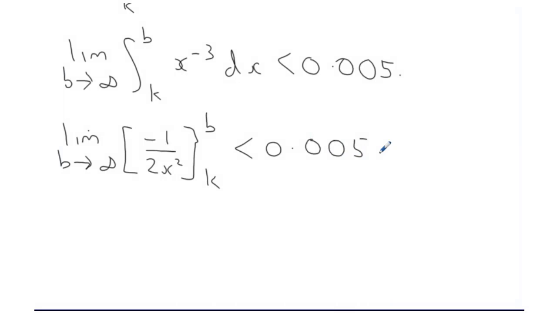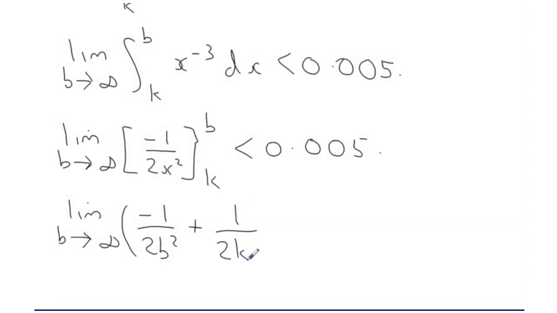0.005. Okay, so now we need to just put it in. Remember, top limit, evaluated at the top limit minus evaluated at the bottom limit, so the limit as b approaches infinity of, well, it's going to be minus 1 over 2b squared minus 1 over 2k squared. So that's going to be plus 1 over 2k squared. And that needs to be, well, it's less than 0.005. So I think if we do this in a non-calculator way, 0.005 is 5 over 1,000, which we can simplify on the next line. That's going to be 1 over 200.